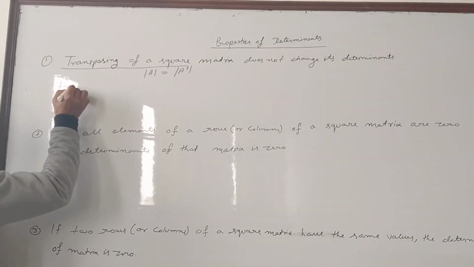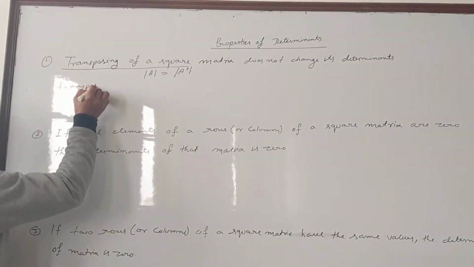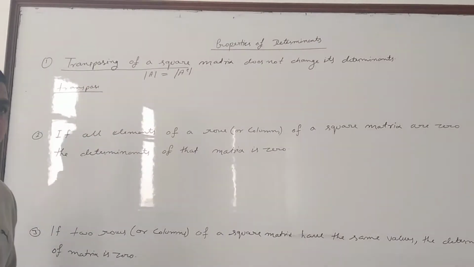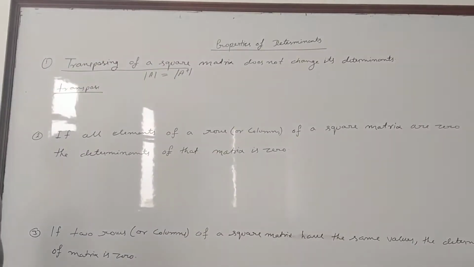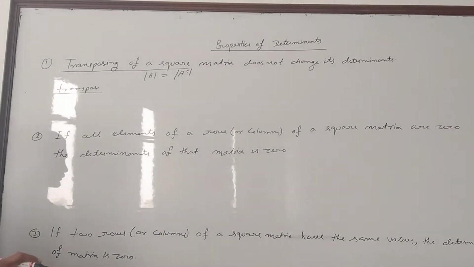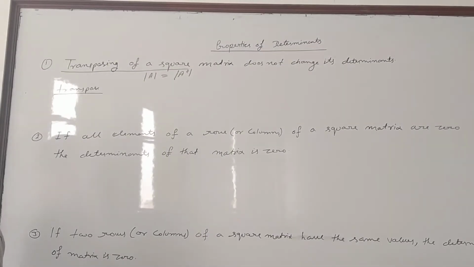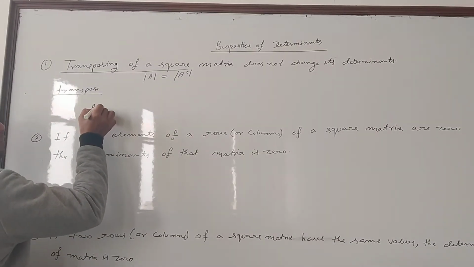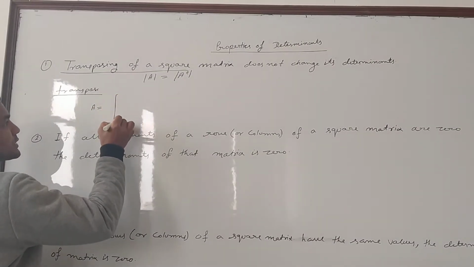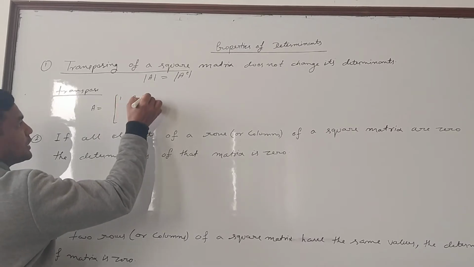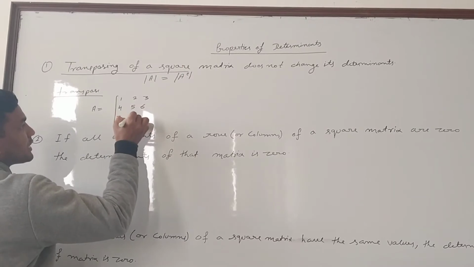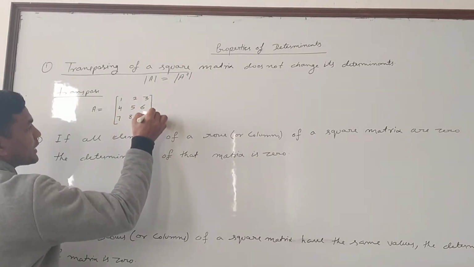Transpose means when we change the rows into columns and columns into rows of a matrix, this type of operation is known as the transpose of a matrix. For example, suppose that we have a square matrix: 1, 2, 3, 4, 5, 6, 7, 8, and 9. This is the square matrix.